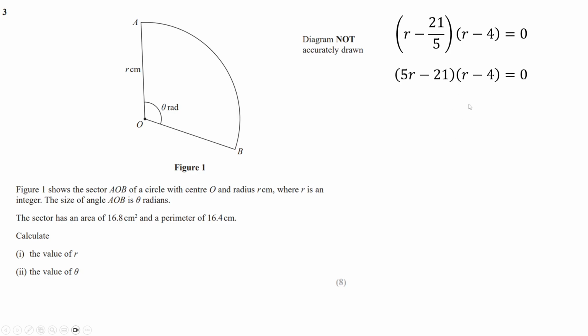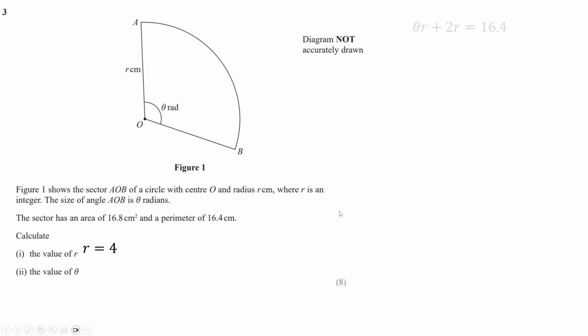So r equals 21 over 5 or r equals 4. And r cannot equal 21 over 5. You can plug it back in and realize that it won't work. It also tells us here that r is an integer, so it can't be this. r equals 4. The value of theta: we already know that theta r plus 2r equals 16.4. We know what r is, so plug it in and rearrange for theta to get 2.1.